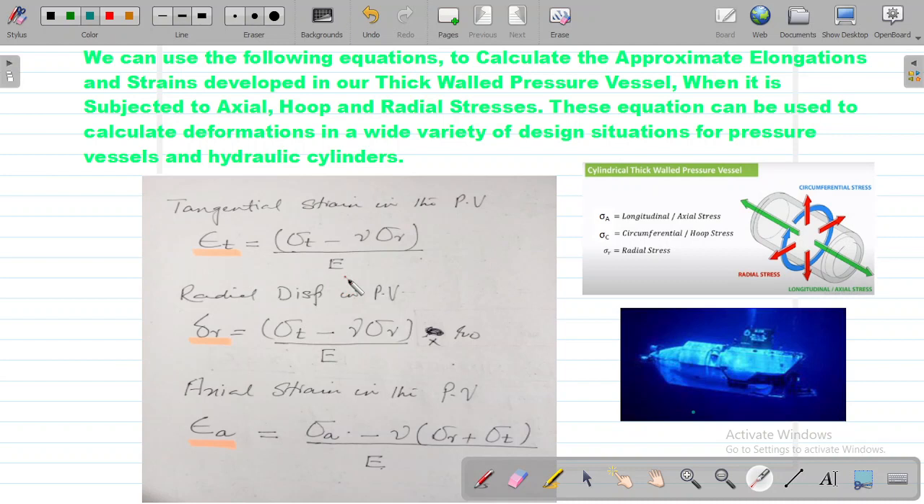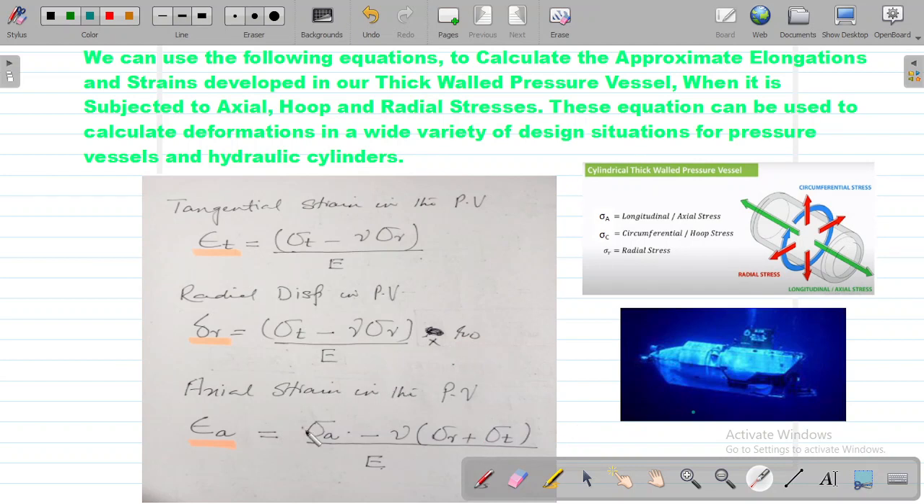Okay, so you must remember these things, very common, so that while performing numericals, we do not commit any calculation errors. The elongations or the radial displacements in the pressure vessel could be calculated from this equation, which is again sigma t minus the Poisson's ratio into the sigma r, which is the radial stress, divided by the modulus of elasticity, and for the maximum radial displacements we have to multiply with r naught, which is the outside radius.